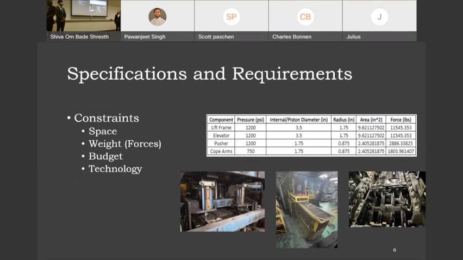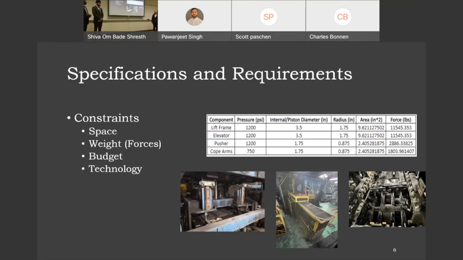Then our constraints for design were the space for the lift, the pusher, and the elevator. And also the weight of the lift frame, the elevator, pusher, and the co-parts were constrained. And then our project was assigned a budget of $50,000. Then lastly, the technology constraint was all equipment had to be compatible with that.